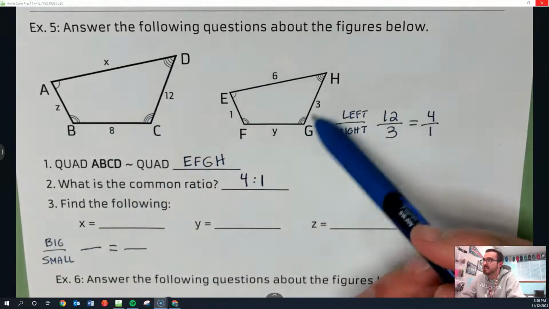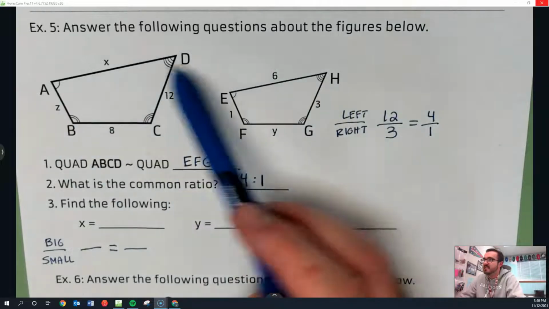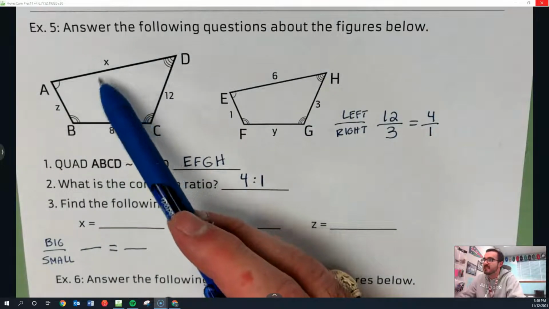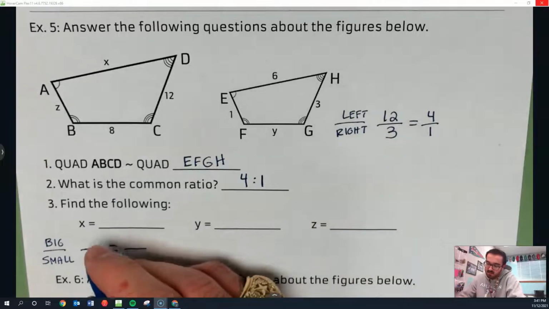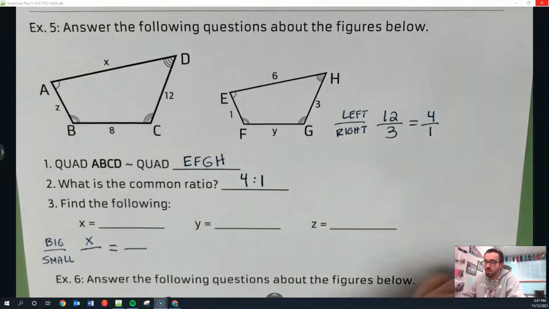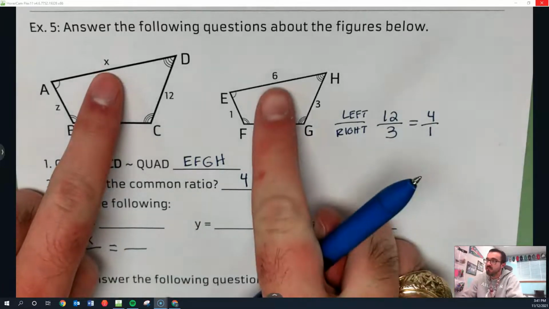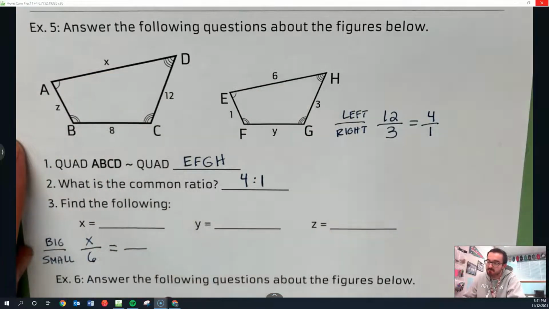Where is x? It's not over here on the right. It's in this big one. So right here is x. So I'm going to write it next to big x. What matches x in the small figure? 6. Write it on the bottom.